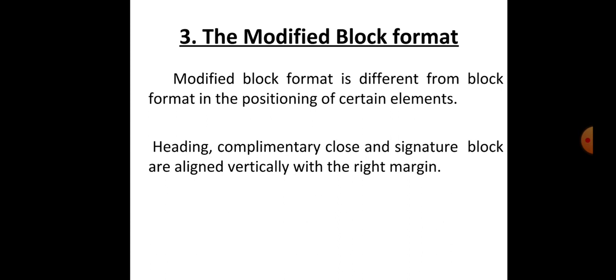So as far as this modified block format is concerned, this format is totally changed. Some alignments are changed, some positions are changed. And what are those positions? Heading is changed, complementary clause is changed, signature block is changed, and those are aligned with the right margin. See, in block format, we have seen the margin as left hand side margin. Even in simplified format also, the margin was left hand side margin. But in case of this modified block format, margin is aligned vertically with the right margin for certain elements of the letter, and if we do so, it becomes modified block format.